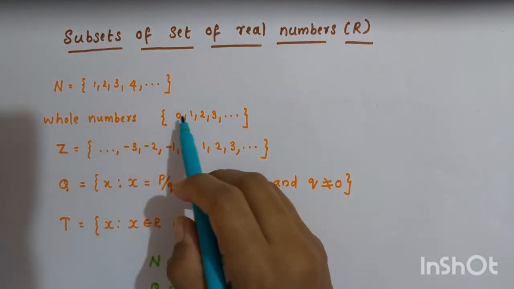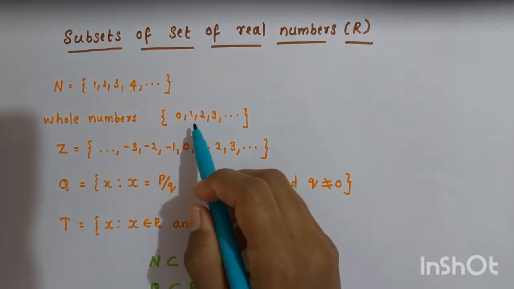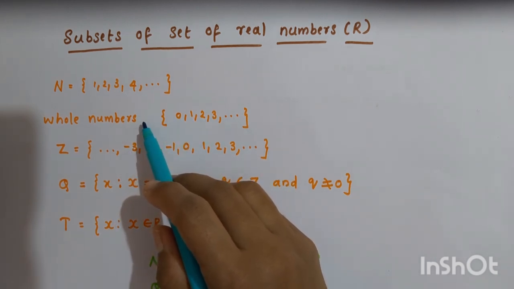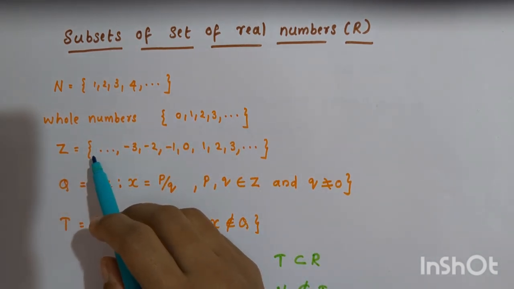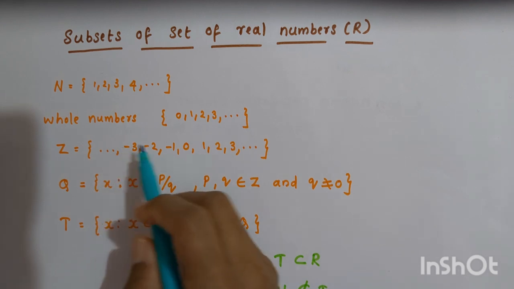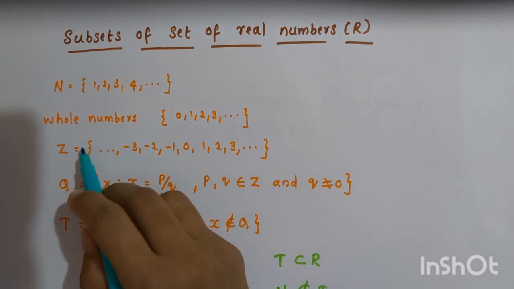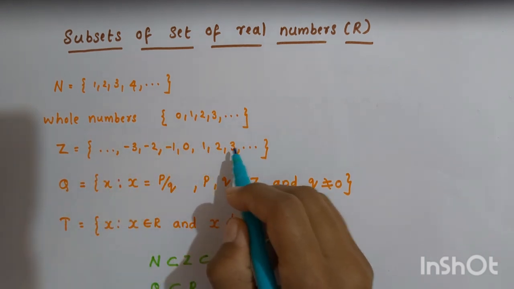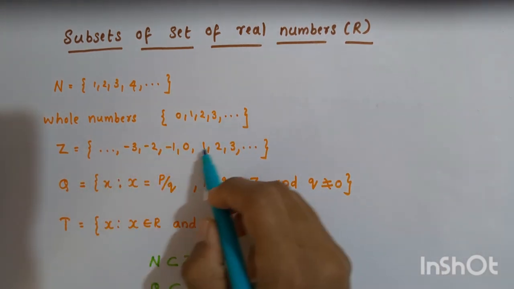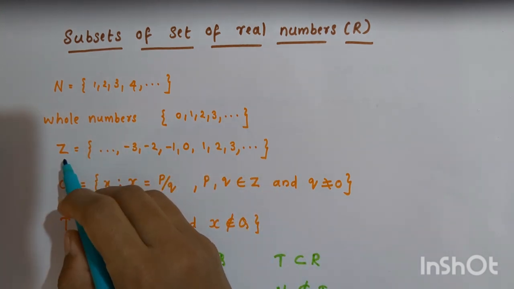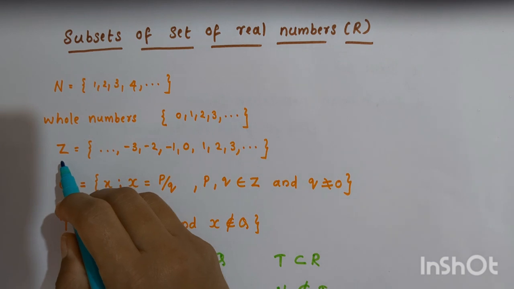If you consider all the numbers 0, 1, 2, 3, etc., they are already there in the real number set. So this is also a subset of real numbers. If you consider the integers, that is minus 3, minus 2, minus 1, 0, you can extend the values to this side, minus 4, minus 5, minus 6, etc., then 0, 1, 2, 3, 4, 5, 6, etc. All these are already there in the set of real numbers. So the set of integers, Z, is already a subset of the real numbers R.